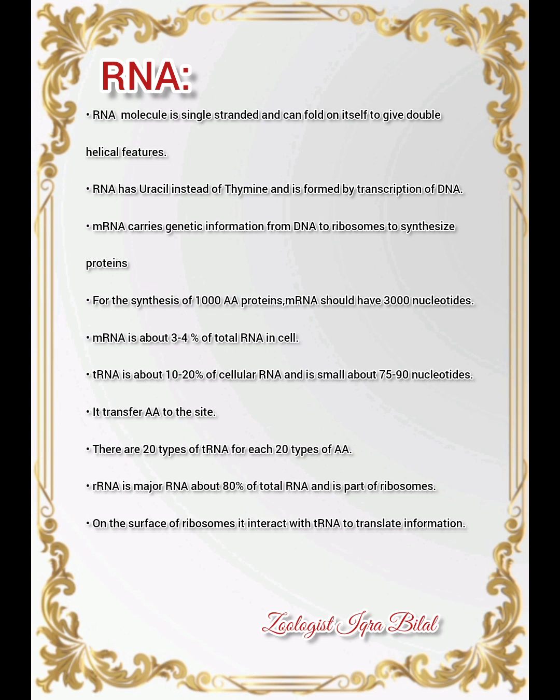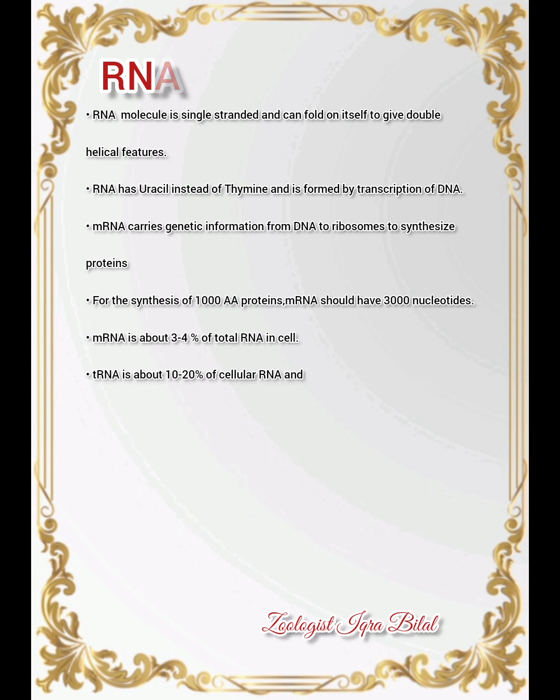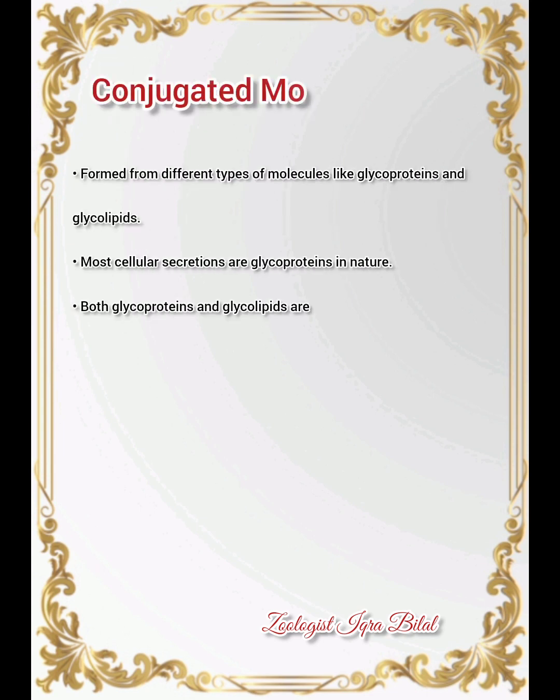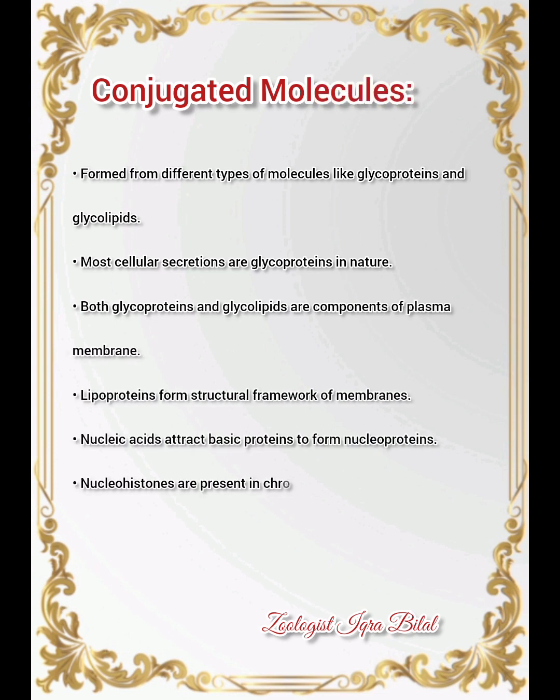Transfer RNA or tRNA is about 10 to 20% of cellular RNA and is small, about 75 to 90 nucleotides. It transfers amino acids to the site. There are 20 types of transfer RNA, one for each type of amino acid. Ribosomal RNA or rRNA is the major RNA, about 80% of the total RNA, and is part of the ribosome. On the surface of the ribosome, it interacts with transfer RNA to translate information.